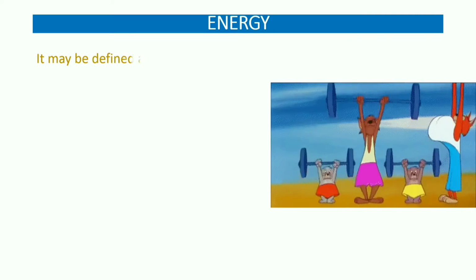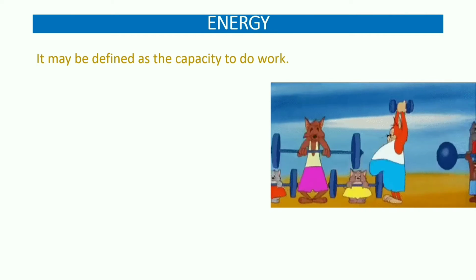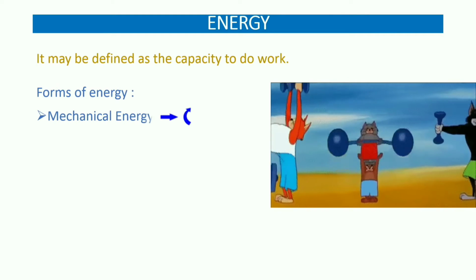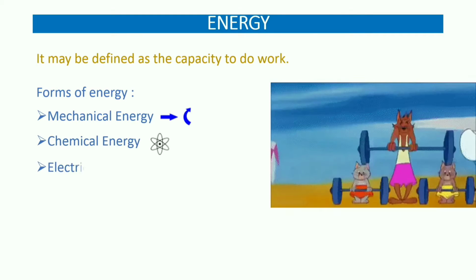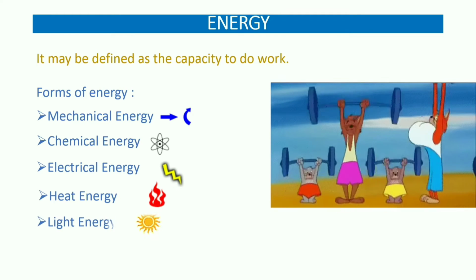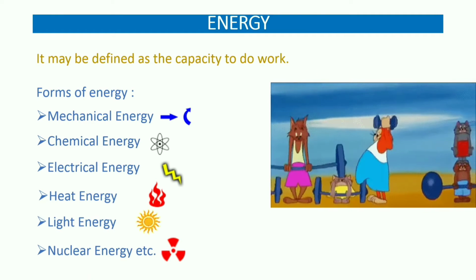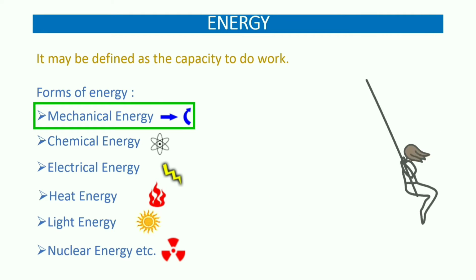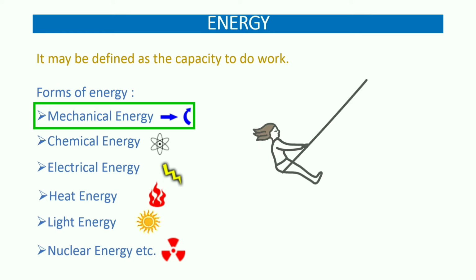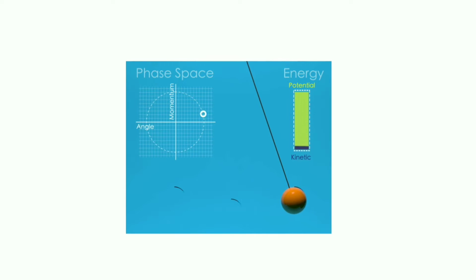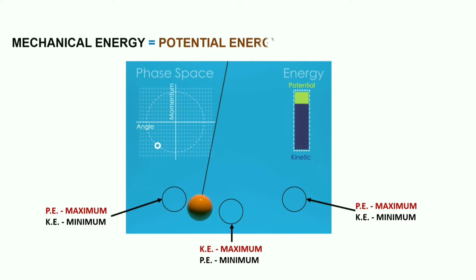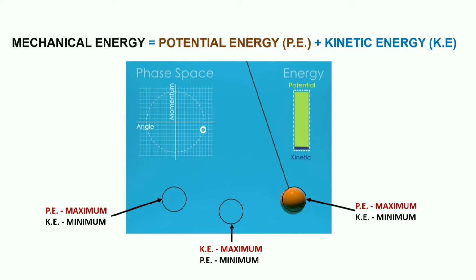Energy may be defined as the capacity to do work. Energy exists in many forms such as mechanical, chemical, electrical, heat, light, nuclear, etc. But today we are mainly concerned with mechanical energy. Mechanical energy is equal to the work done on a body in altering either its position or its velocity. In physical science, mechanical energy is the sum of potential energy and kinetic energy.